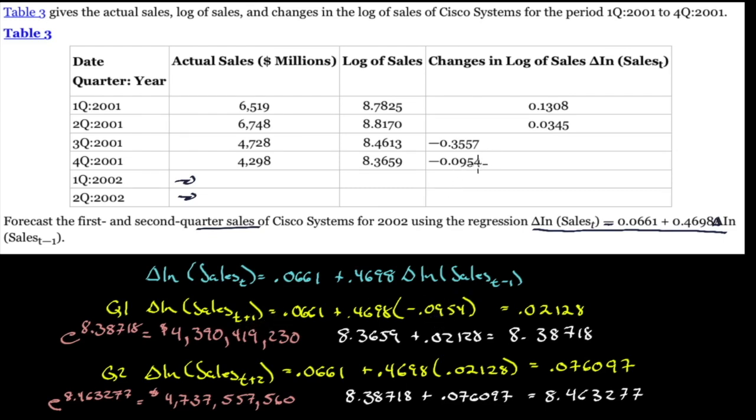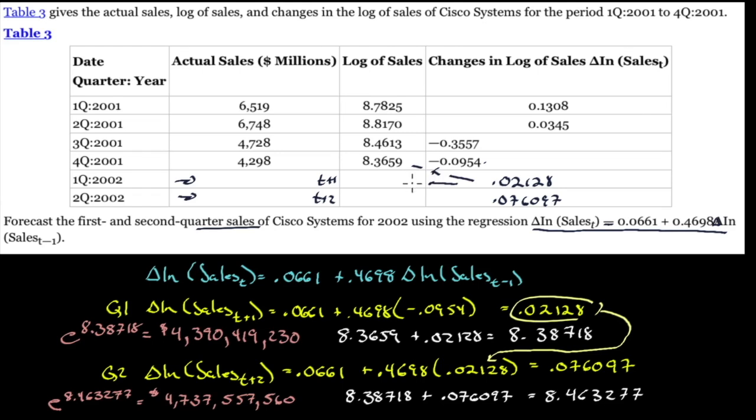So for Q1, the change in the difference for log of sales, t plus 1, we'll use the t value. So we need this t value here because, let's just calculate here. This is t plus 1, this is t plus 2. So to forecast anything here, we need the value before, 0.0954. We calculate and we'll get 0.02128. And to go t plus 2, we just take the value that we arrived at here, and that gets plugged in to here. Because we're getting t plus 2, we'll need t plus 1, and that gives us 0.076097.